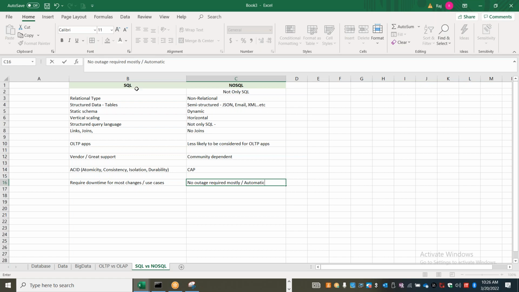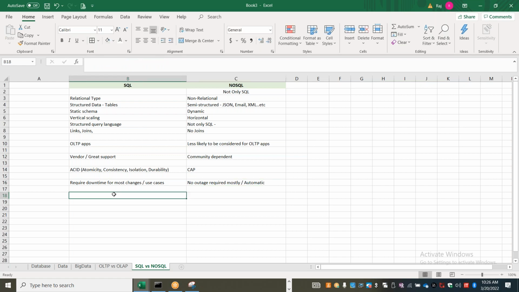Okay, so now you can relate SQL with OLTP, and not only SQL with OLAP. You can just relate it that way, they are very close to each other. Okay, SQL is mostly the RDBMS system, the relational database management system.